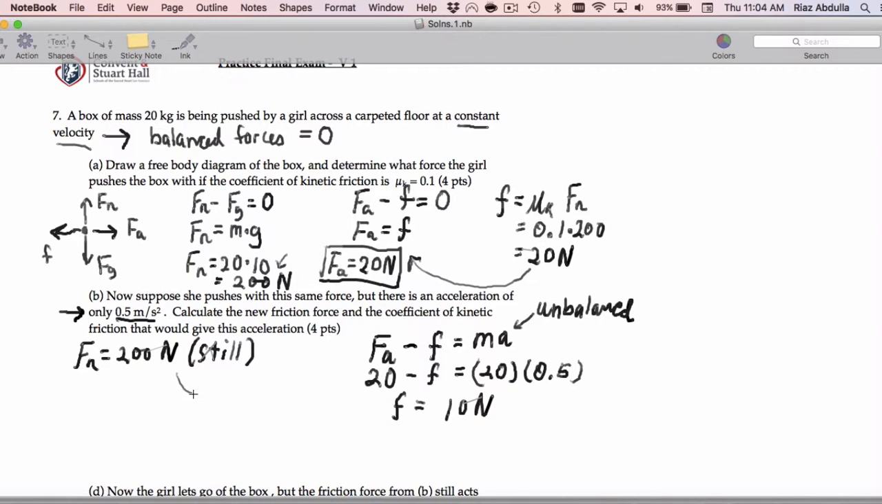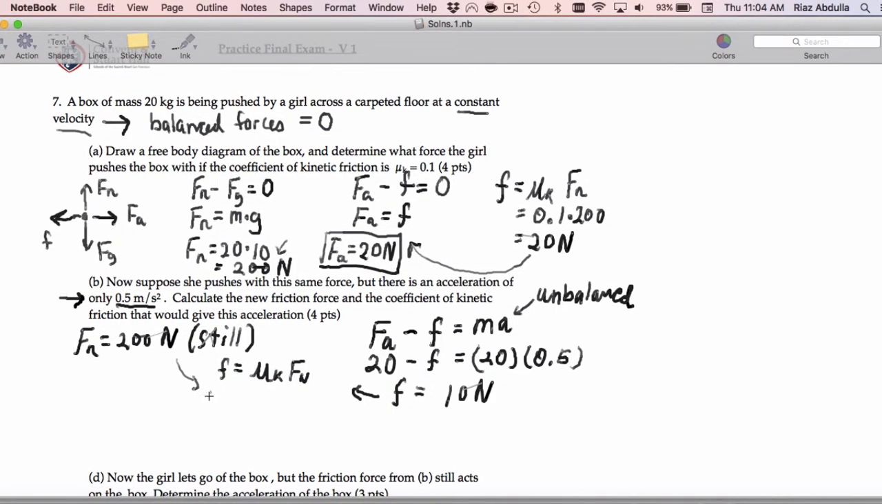And now we can put these two ideas together right here to get the coefficient of kinetic friction, the new one. So that's going to be mu k times the normal force, and that's going to be 10 for the friction, which we just solved, equals mu k times the 200 newtons that we calculated up here, again, in the vertical direction nothing changed. And so we're going to end up getting a coefficient of friction equal to 0.05, like that.